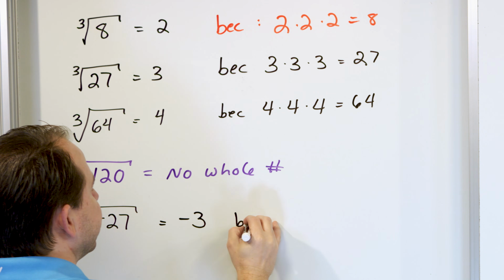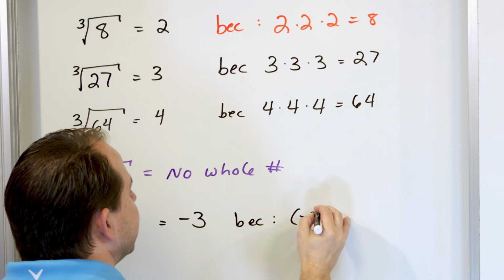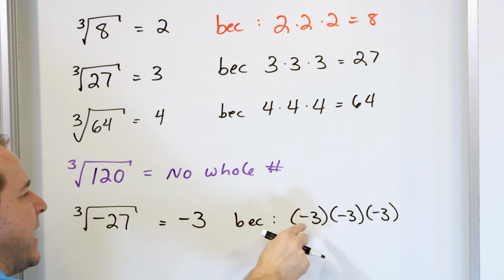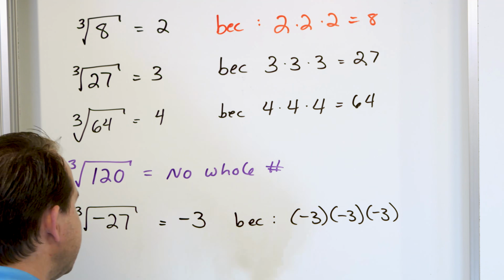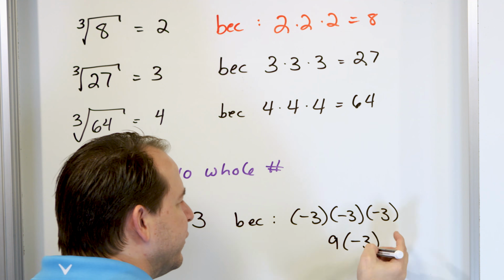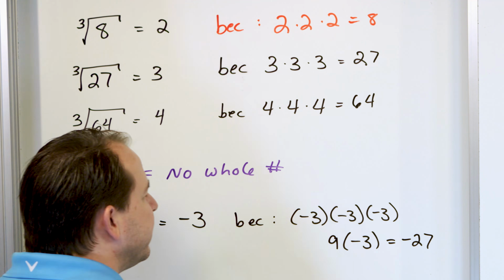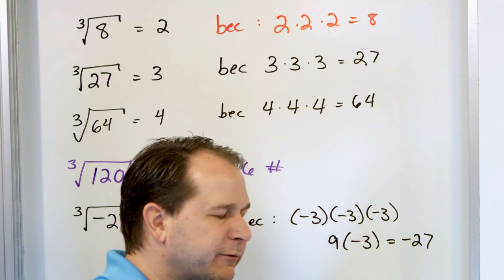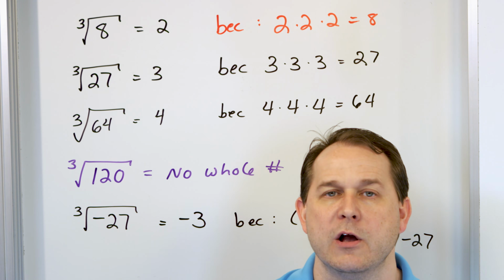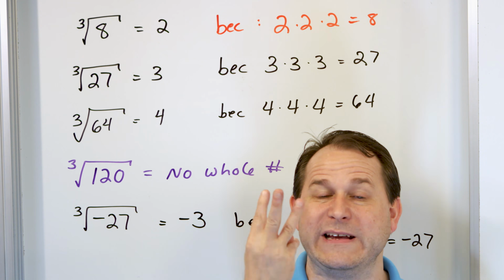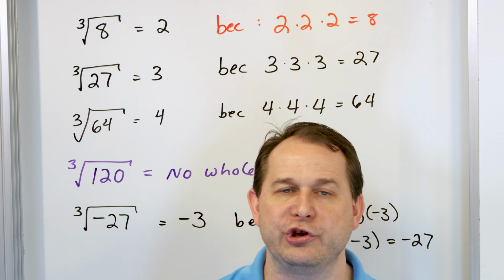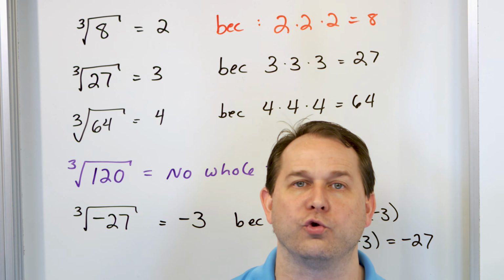Why? Because negative 3 times itself again. You see what's happening to the sign. Negative 3 times negative 3 is positive 9, but you still have times negative 3, which makes it negative 27. So the only reason we couldn't do it for square roots is because there's no way to multiply something by itself and get a negative number. But when you're multiplying something by itself 3 times, the sign can flip-flop and you can get a negative number. So cube roots of negative numbers are real.